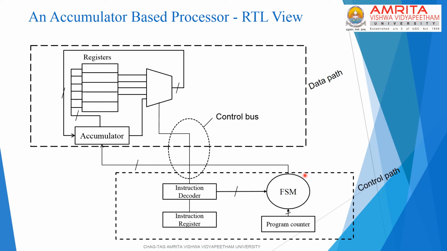In the control path of the processor, we have the state machine, which is responsible for generating all the signals in the control bus. Then there is, of course, the instruction register, which holds the current instruction to be executed. Then there is, of course, the program counter, which keeps track of the address of the instructions, and the instruction decoder, which segregates the various fields of the instruction that is loaded to the instruction register.